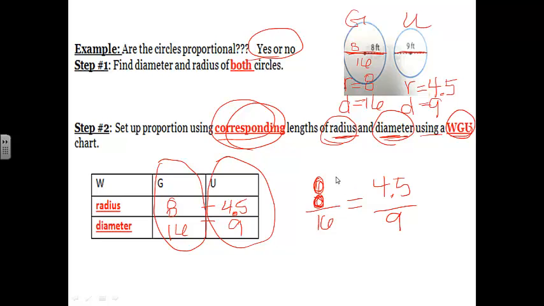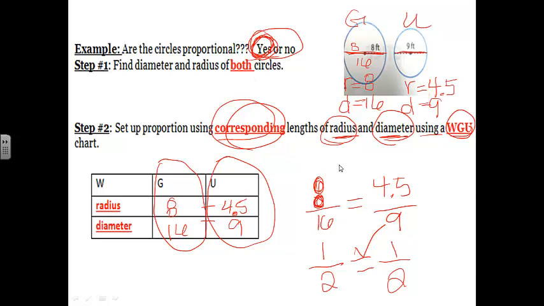Well, we can do two things. We can reduce this down. What would this reduce down to? Good, 1/2. What would this reduce down to? Well, 4.5 is half of 9, so this is reduced down to 1/2 by dividing by 4.5. We divided by 8 over here and got 1/2. So they are similar. This is definitely a yes, they are similar.